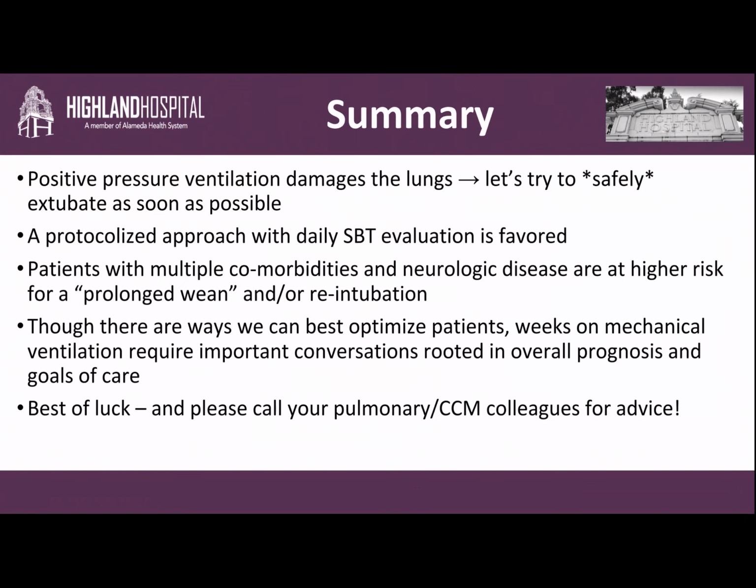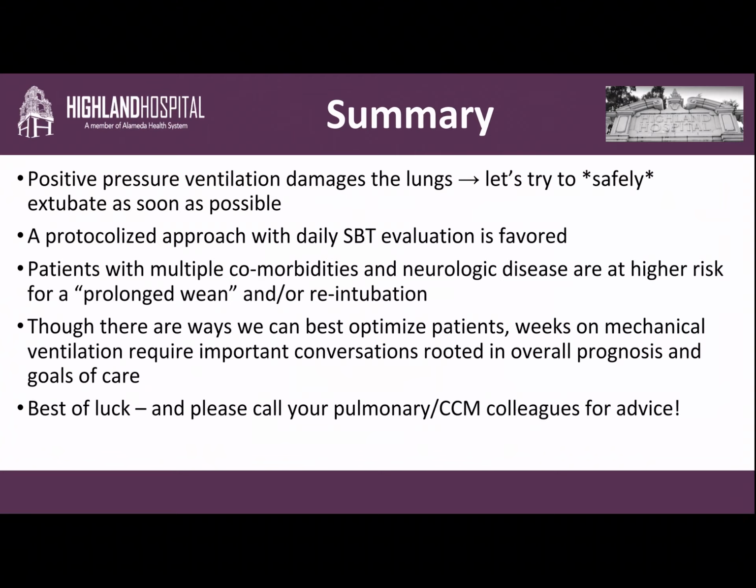In summary, positive pressure ventilation damages the lungs. Let's try to safely extubate patients as soon as possible. A protocolized approach with a daily spontaneous breathing trial is favored.